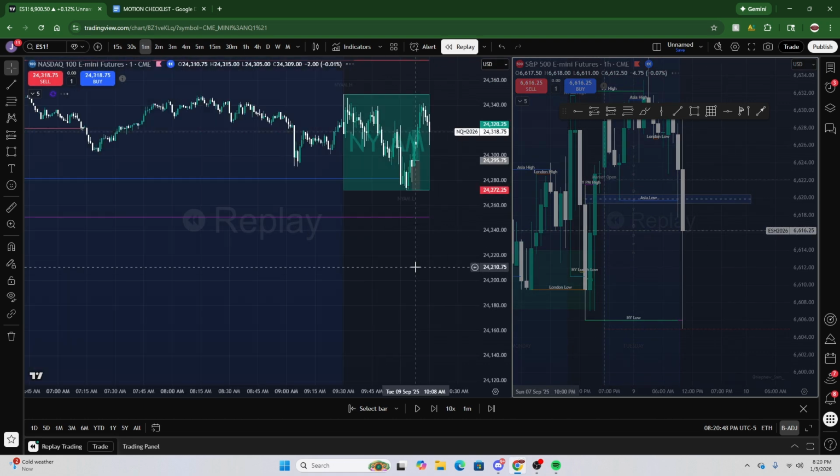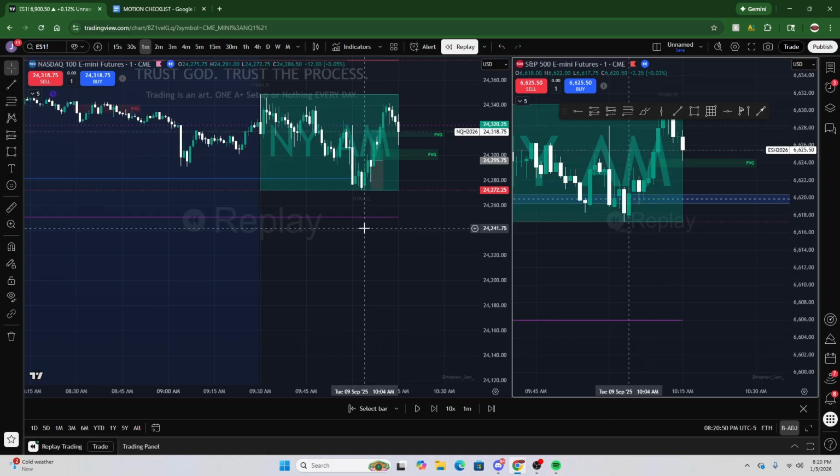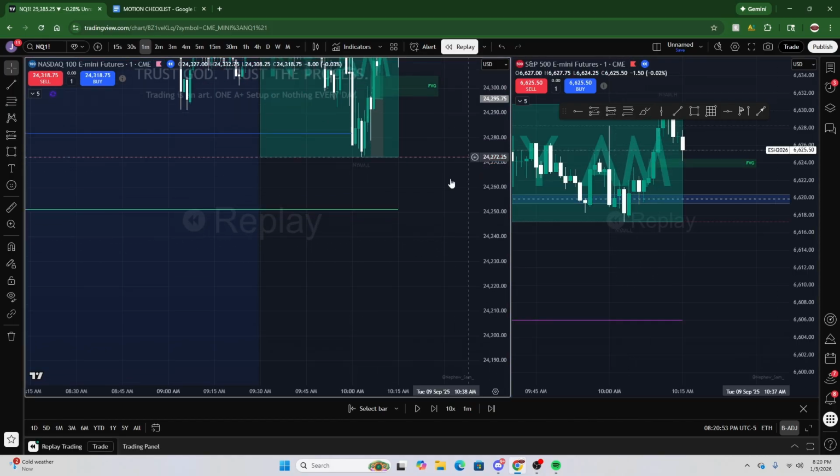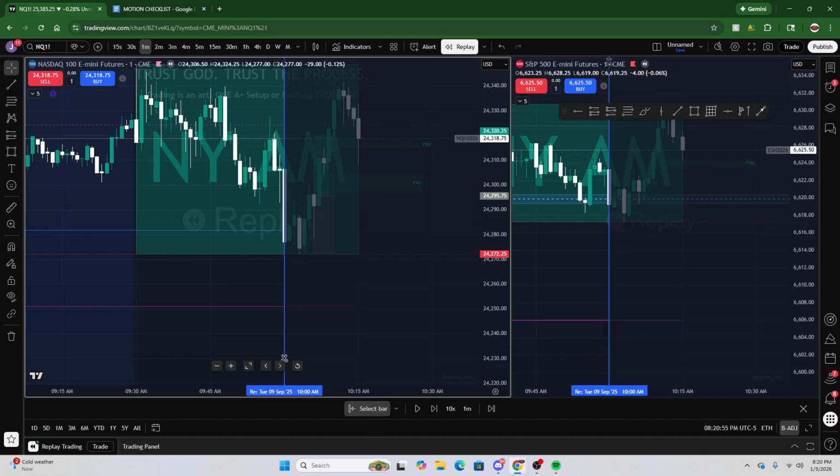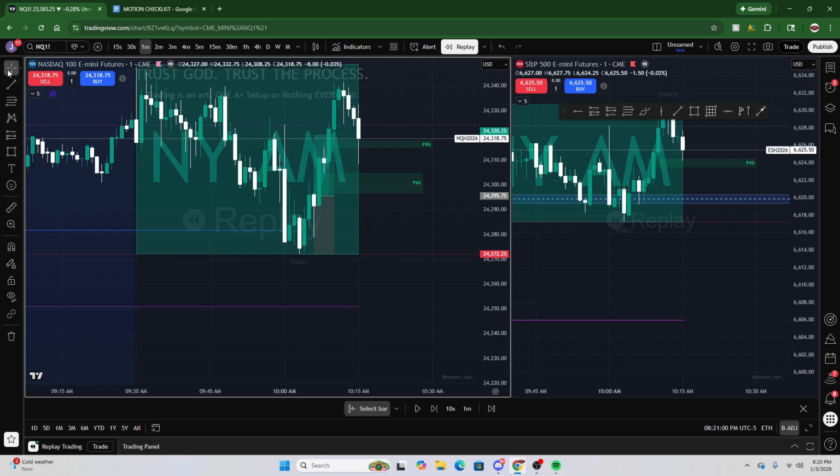Now we go back over here. What time was this trade taken at? It was taken at 10 a.m. And if you go over here to 10 a.m., what do we do? We make a top wick, and then we make this move down and make a bottom wick.